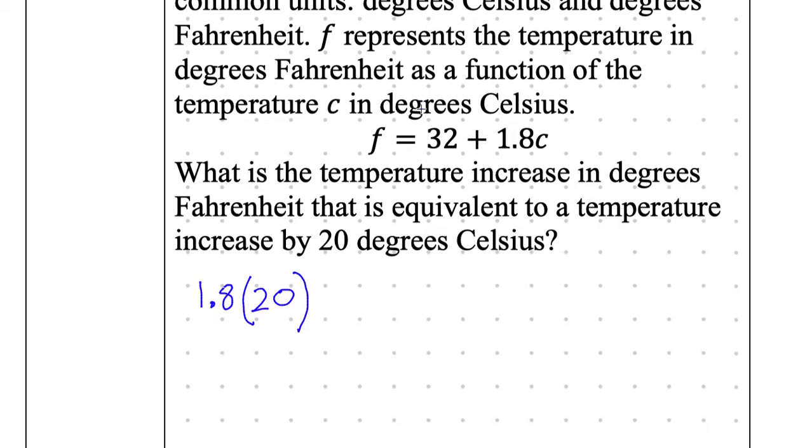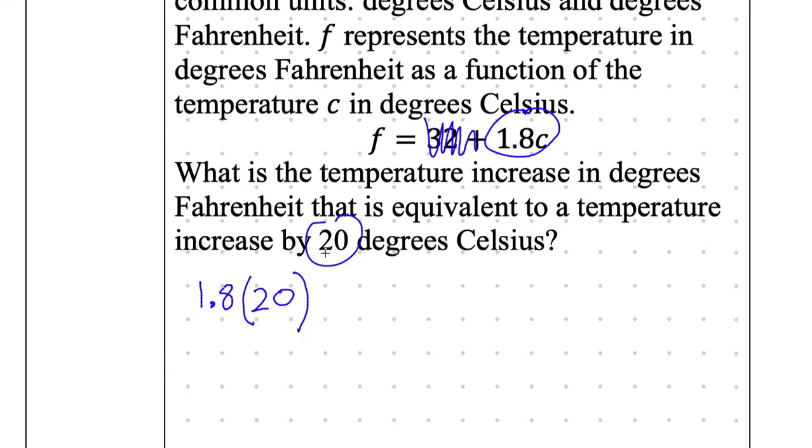Essentially what we're saying is ignore your starting amount. We only care about the change. The change comes from the variable, the slope. If we have C, that's the degrees Celsius, 20 is degrees Celsius, so I can plug in 20 into C and I get 1.8 times 20. That is the change in degrees Fahrenheit.